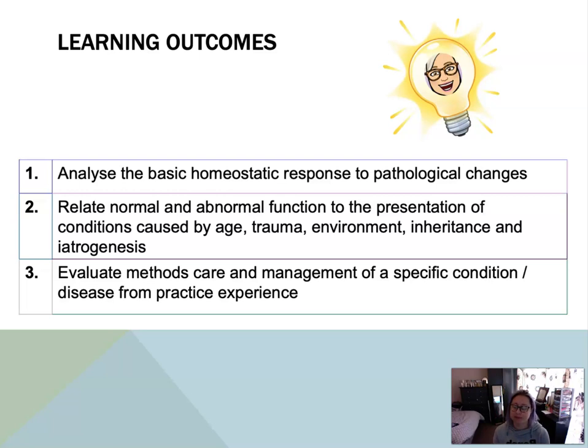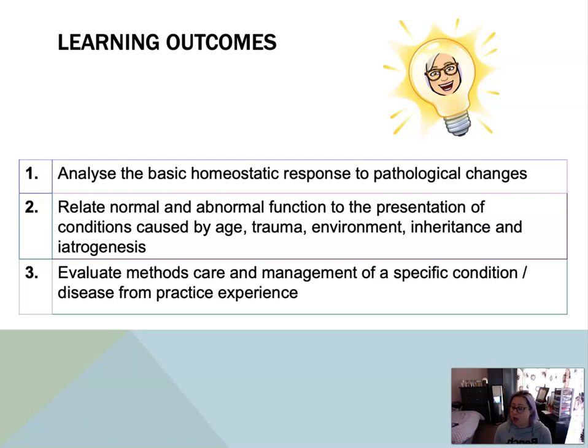The second learning outcome is relate normal and abnormal function to the presentation of conditions caused by age, trauma, environment, inheritance, and iatrogenesis. As I've said previously in sessions, what this learning outcome is actually asking you is to relate the normal and abnormal function to the presentation of your chosen condition. The age, trauma, environment, inheritance, and iatrogenesis is just telling you what conditions in what areas you could pick.